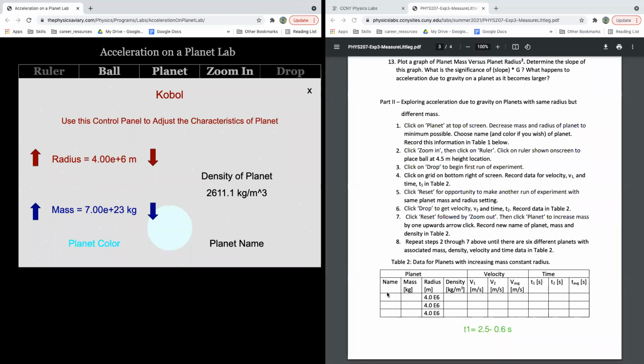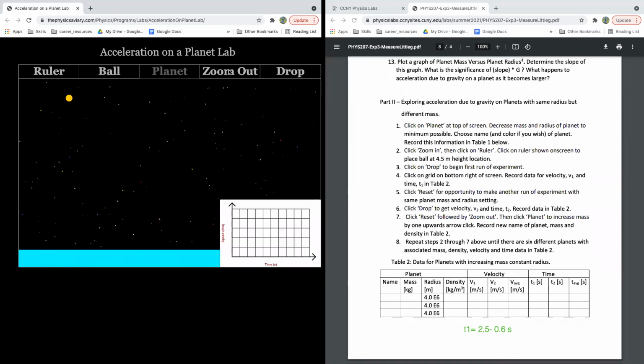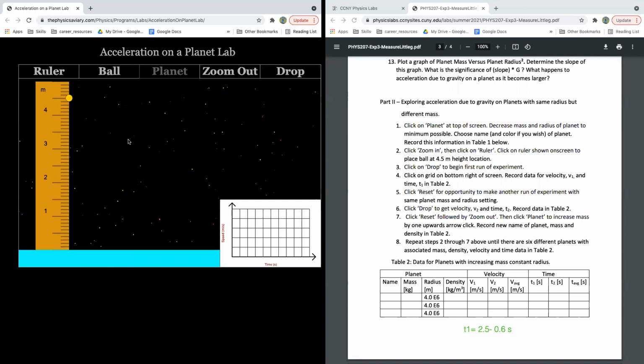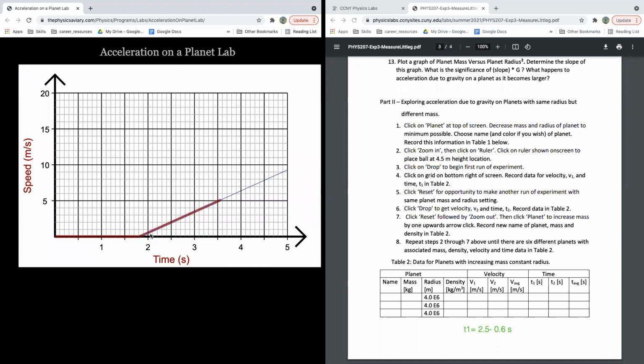So you basically measure and record the mass and the density. When you change the mass, the density automatically changes, so you don't have to calculate. Just record it here, and then zoom in again. Use the ruler, 4.5, and then click drop. You measure 2 times. This is the first time you measure, so you can record V1. V1 is 5.1.